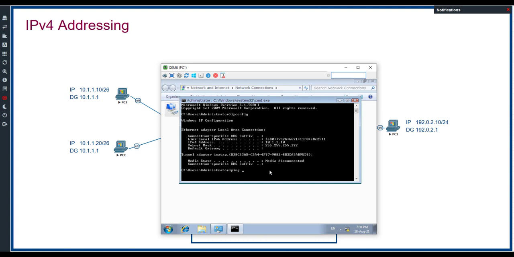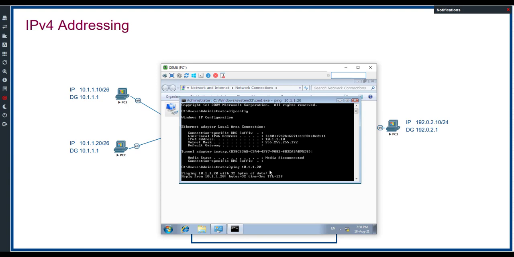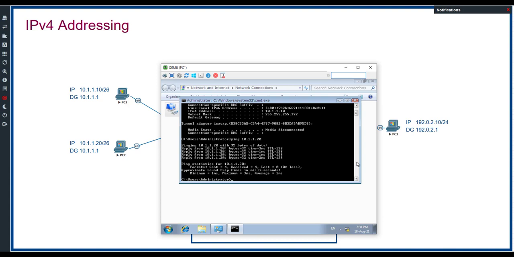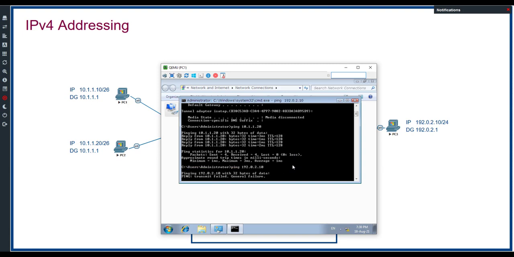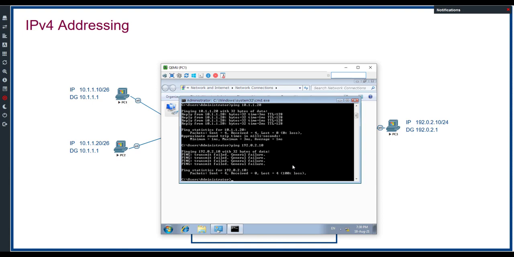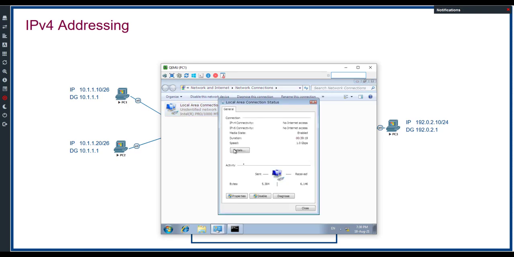Look at here, ping 10.1.1.20. Look at here, we don't have any problem. Why? Because we don't use the default gateway. But about the outside connectivity, we will have a problem. Ping 192.0.2.10. Look at here, we don't have connectivity. Why? Because we don't have a default gateway. And you need to verify this problem with the ipconfig command.